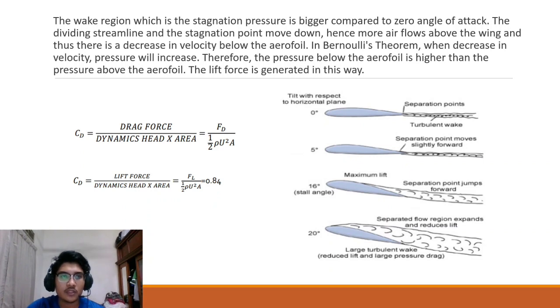The wake region, which is the stagnation pressure, is bigger compared to zero angle of attack. The dividing streamline and the stagnation point move down, hence the air flow above the wing increases, and thus there is a decrease in velocity below the aerofoil. In Bernoulli's theorem, when velocity decreases, pressure will increase. Therefore, the pressure below the aerofoil is higher than the pressure above the aerofoil. The lift force is generated in this way. We can calculate it by using the formula on the slide, which is drag force over dynamic head times the area.